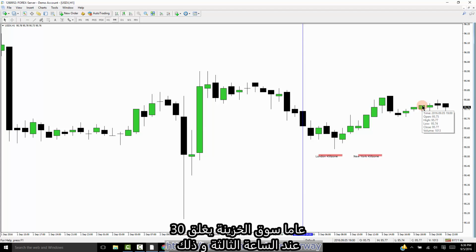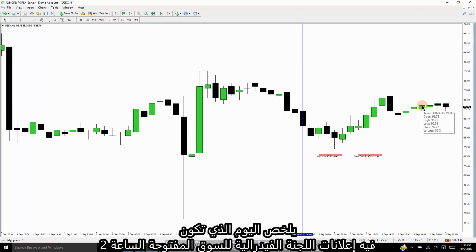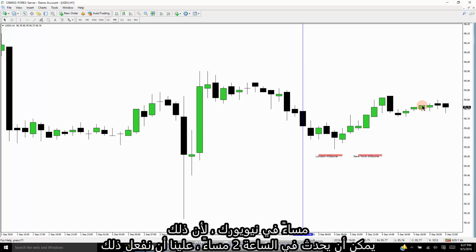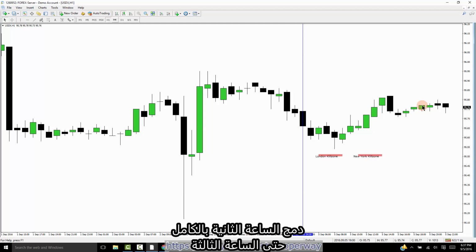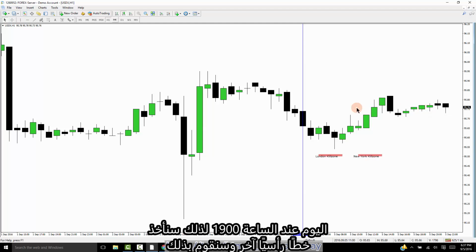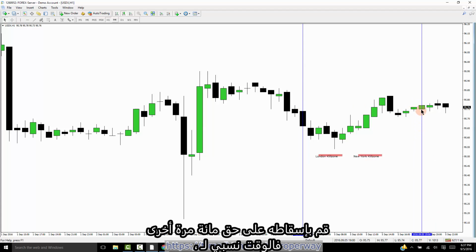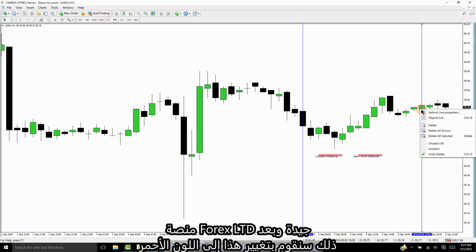The 30-year Treasury market closes at 3 o'clock, and it encapsulates the day when there's FOMC announcements at 2 p.m. in New York. Because that can occur at 2 p.m., we have to incorporate the entire 2 o'clock to 3 o'clock time window. So we have to look at that candle here as ending the day at 1900. So we will take another vertical line and we'll drop it right on 1900. Again, the time is relative to the Forex LTD platform.